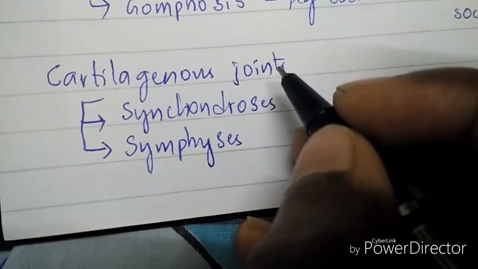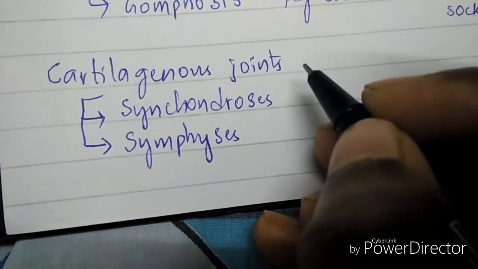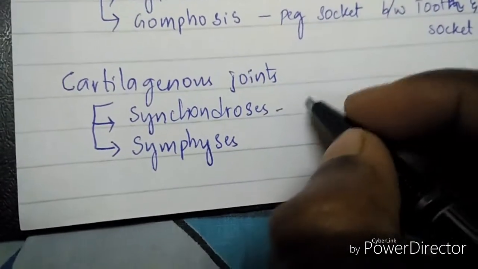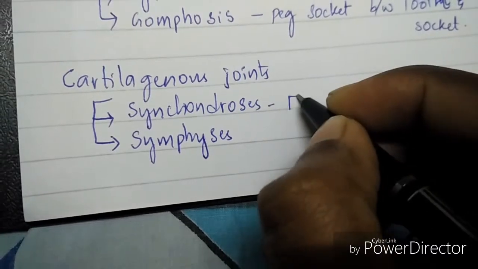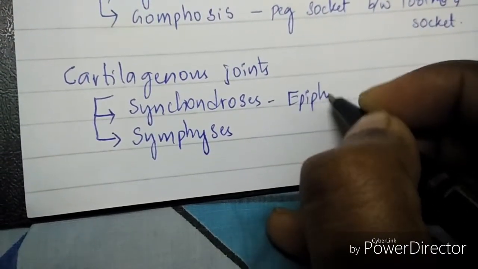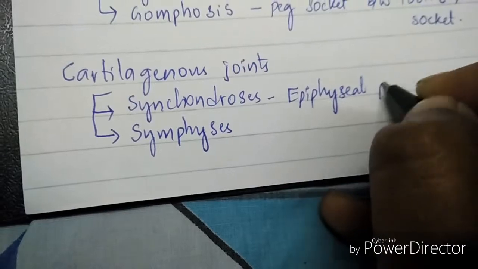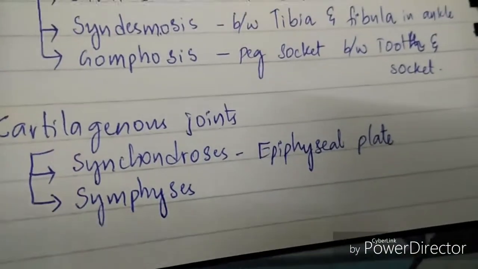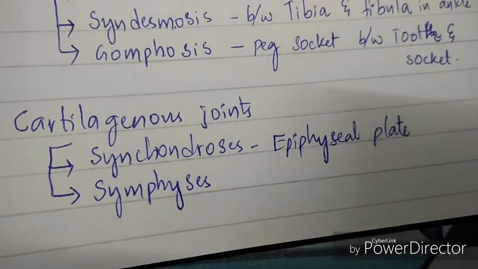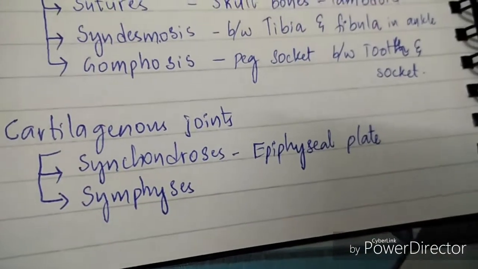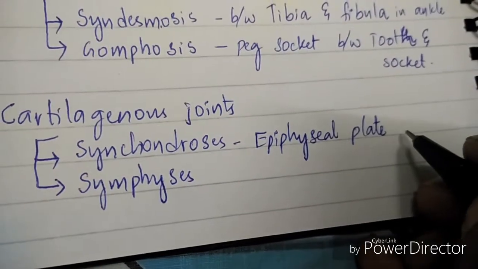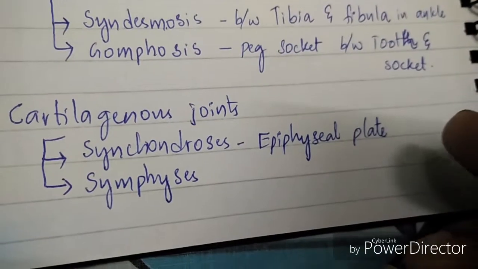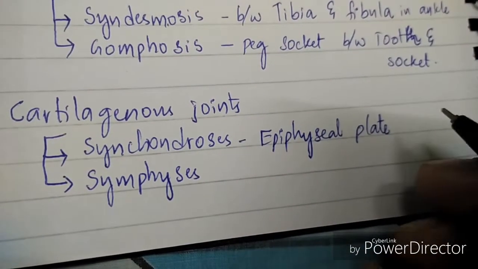Now, synchondrosis. What did we discuss about cartilaginous joints? Cartilage has to join the two ends. Synchondrosis, a widely known example, is the epiphyseal plate. The epiphyseal plate is a cartilage which joins epiphysis and diaphysis. So it's not exactly a joint, but it is joining two parts of a bone.